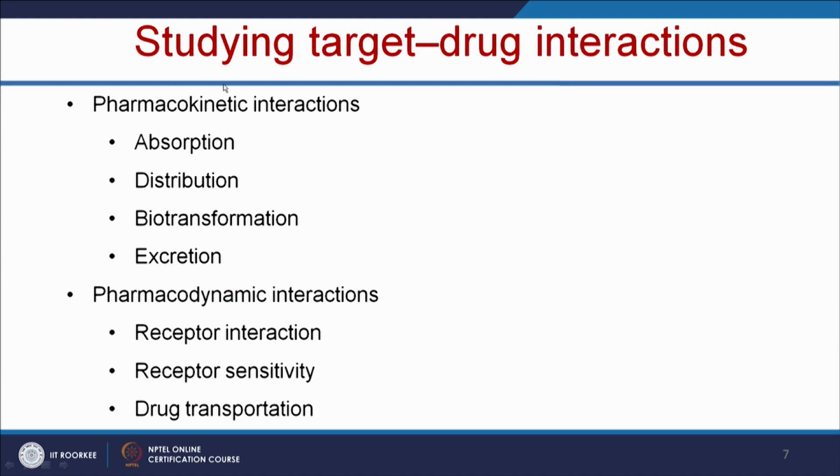The next one is studying the target drug interaction. In this we will be learning pharmacokinetic interactions as well as pharmacodynamic interactions. Under the pharmacokinetic interaction we will be studying how the drug is absorbed, what its distribution is, and also the biotransformation and excretion of the particular drug. And in the pharmacodynamic interactions we will be studying how the drug interacts with the receptors, and the sensitivity, whether it is binding only to the cancer cell or also to the normal cell. Those things can be studied, and how the drug is transported. These things come under the pharmacodynamic interactions.